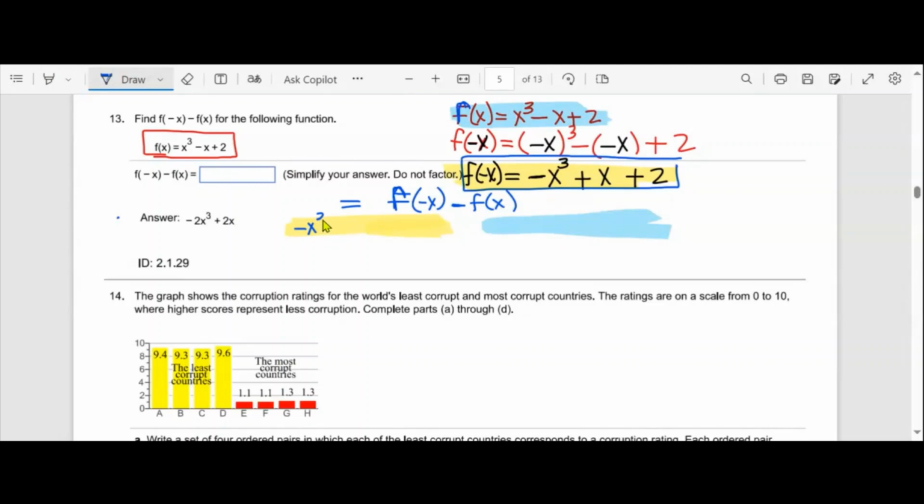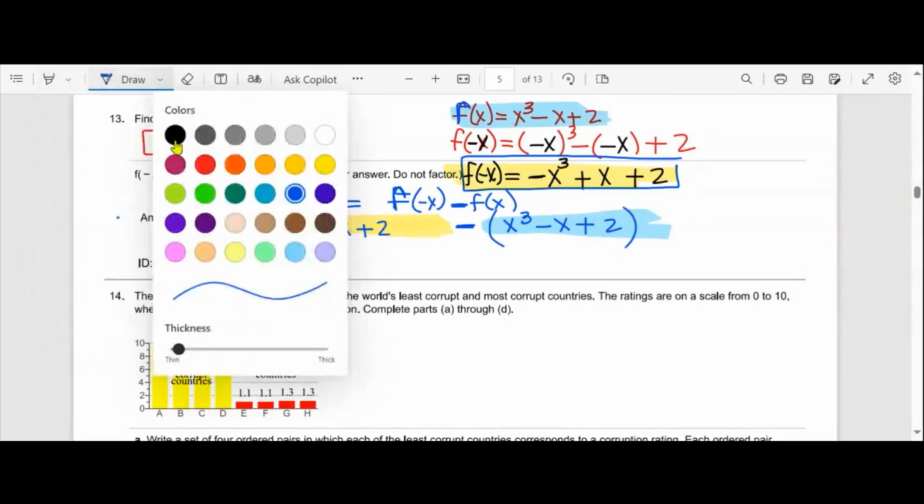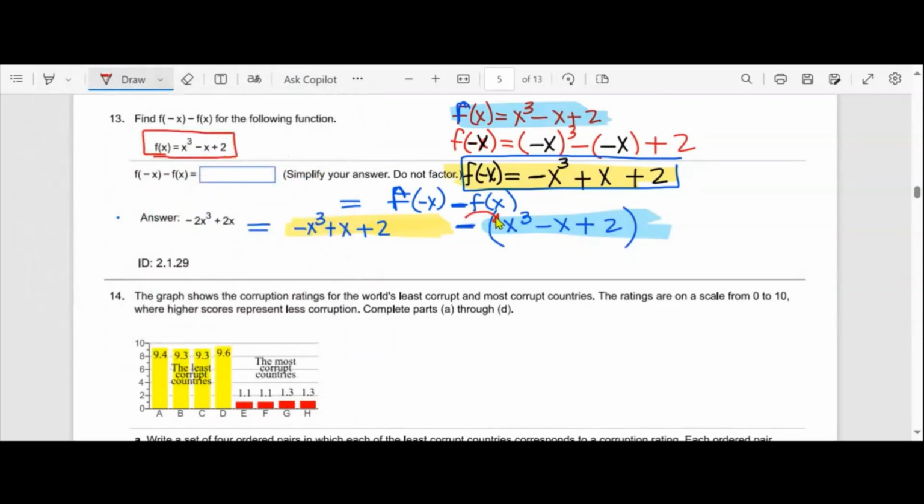So I have minus x cubed plus x plus 2, minus, what is f of x? x cubed minus x plus 2. Now remember this one like this, and I have to distribute. Negative has to be multiplied how many times? 3 times. So you're going to get negative x cubed plus x minus 2. And what do I have on the left side? Minus x cubed plus x plus 2.